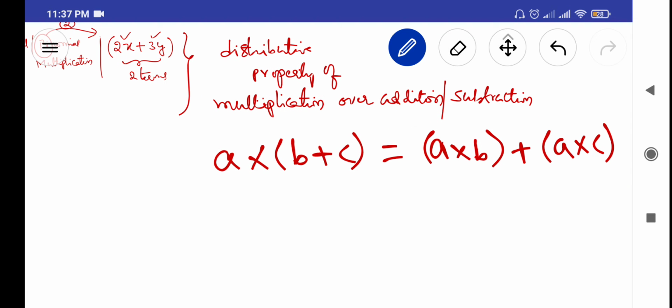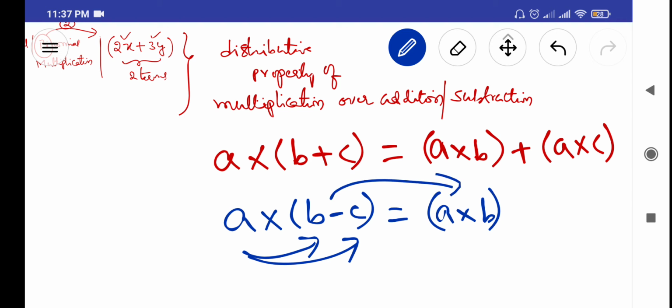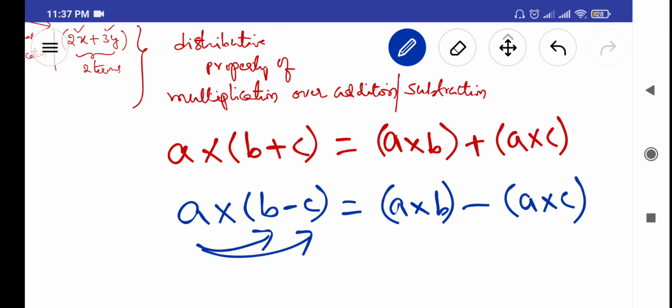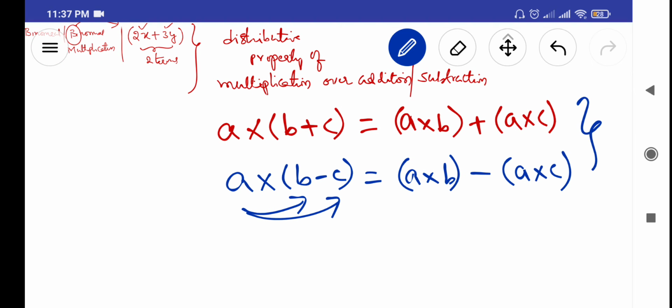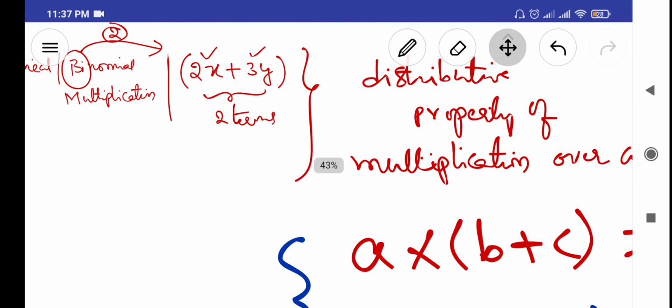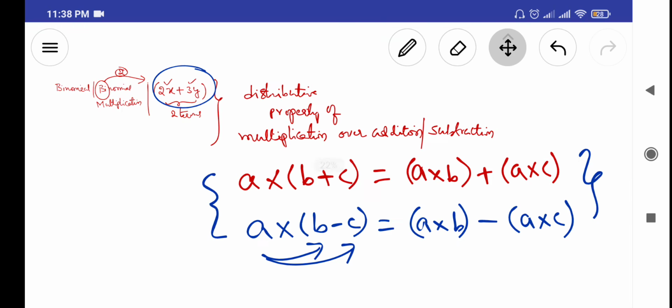Another is a into (b minus c), which means the same: a you have to multiply with b, a you have to multiply with c, and in between this minus will come. So a into b minus a into c. This is the distributive property of multiplication over subtraction. Our multiplication will be based on this property only, which we have already been learning from 4th class. But we will be multiplying variable-related binomials in this 7th or 8th class.